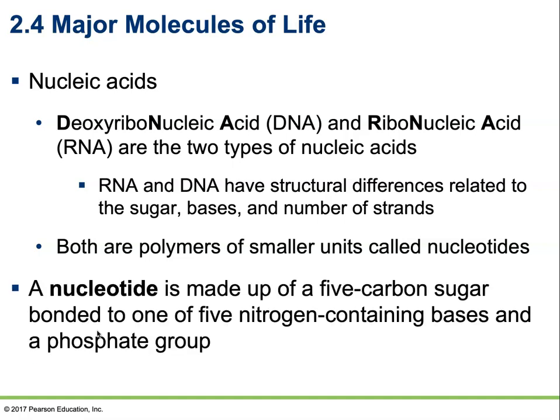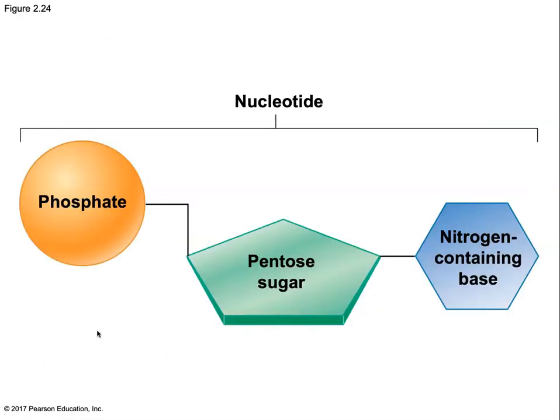A nucleotide is going to be made up of a 5-carbon sugar that's bonded to one of 5 nitrogen-containing bases and a phosphate group. What we have here is a nucleotide. This shows us the basic structure of the nucleotide, the phosphate, the pentose sugar, and then the nitrogen-containing base. This region over here, the nitrogen-containing base, is our R group, our variable group, much like amino acid sequences where the bulk of the amino acid is going to be the same, but we have one R variable group. Nucleotides are going to function the same way.